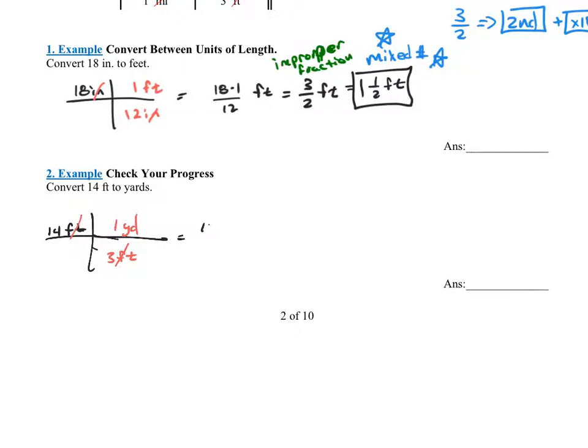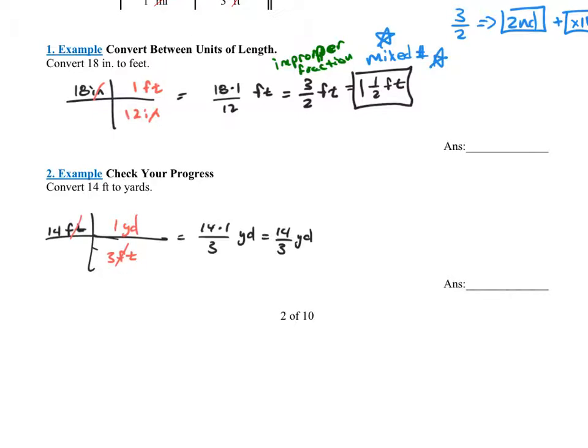So this is going to be 14 times 1 all over 3, multiply straight across. And that's in terms of yards, right? So this would be 14/3 yards. But again, that is the improper fraction, and I do not want the improper fraction. I want the mixed number as the answer.